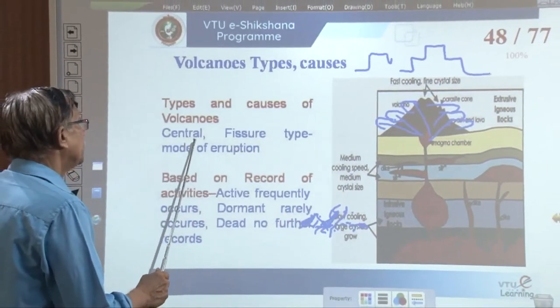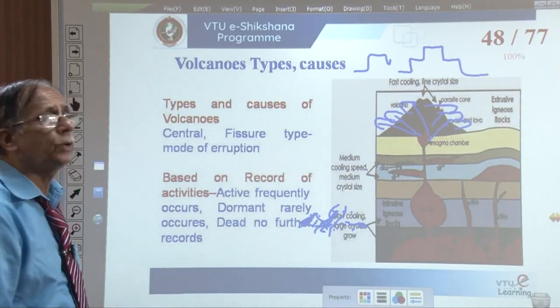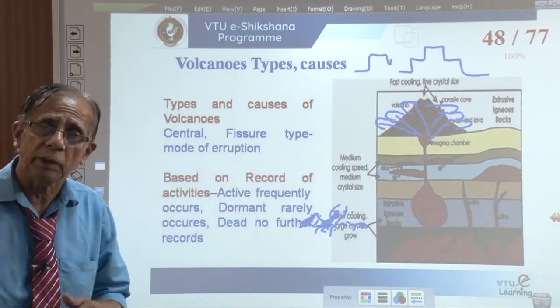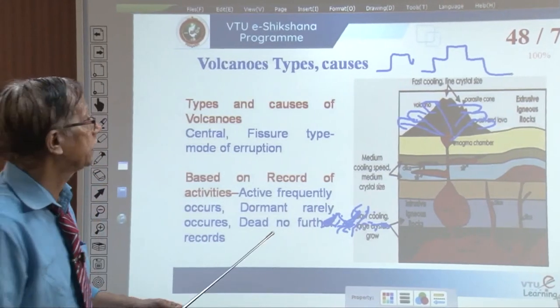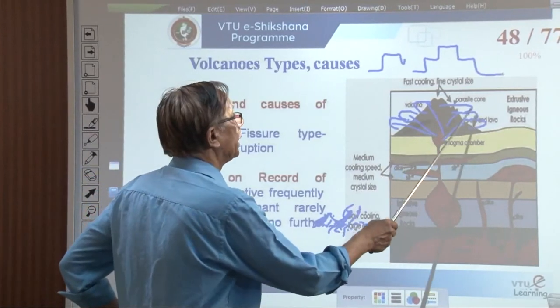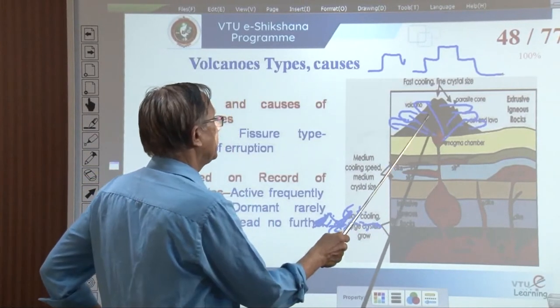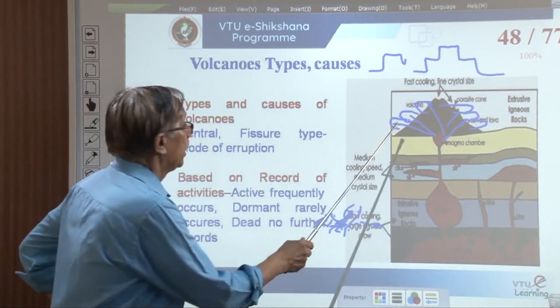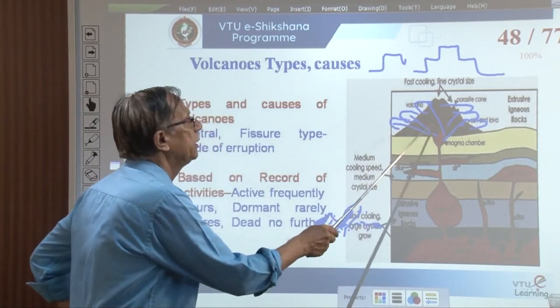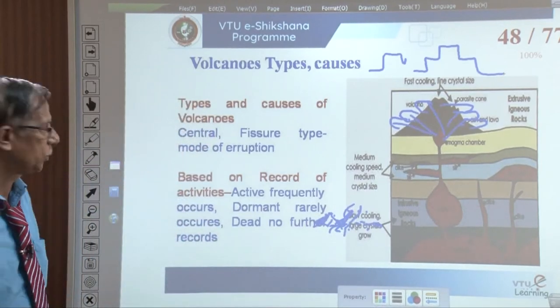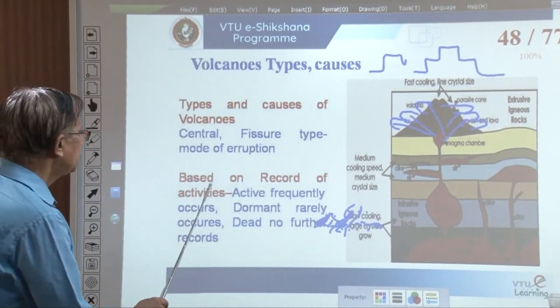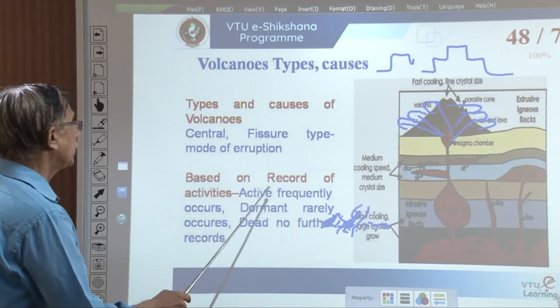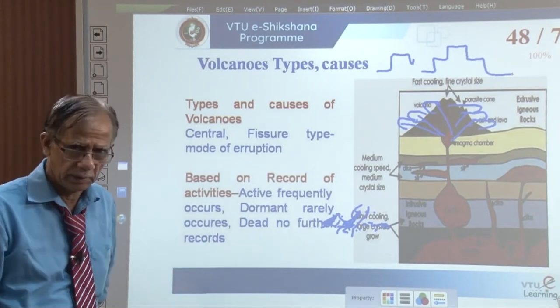This type of classification is important. I can understand what the possible damage is. A single central volcano is associated with earthquakes that are more common, though earthquakes may occur of milder intensity. This is one way. We also classify them based on the record of activities.